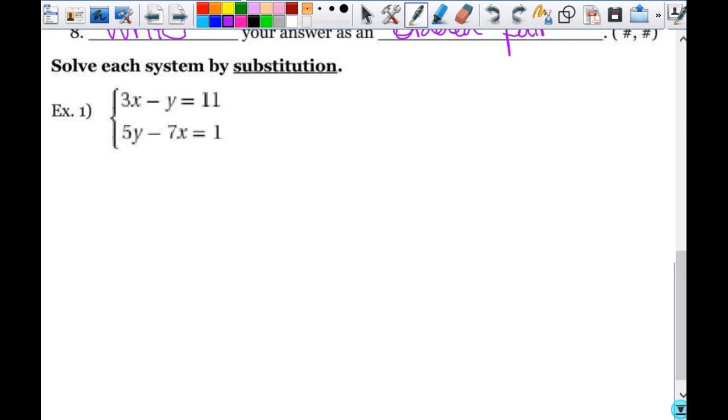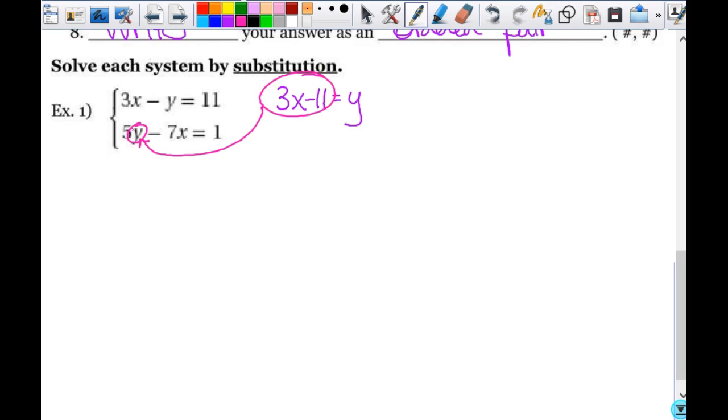So I'm going to pick the first one, and I'm going to solve for Y, because I'm pretty sure that's the easiest one. And this is not a proof, so I don't have to show every single step. I can move Y over here and 11 over here all at the same time and get 3x minus 11 equals Y. Then my next step is to take that expression and plug it into the other equation. That's equal to Y, so I'm plugging it in here for Y.